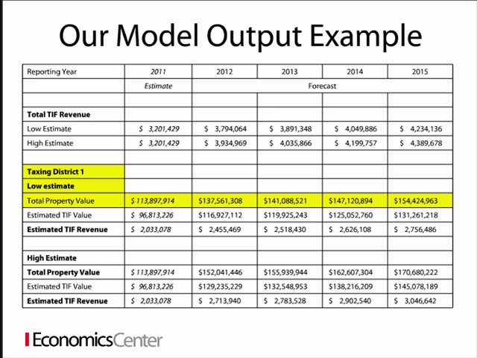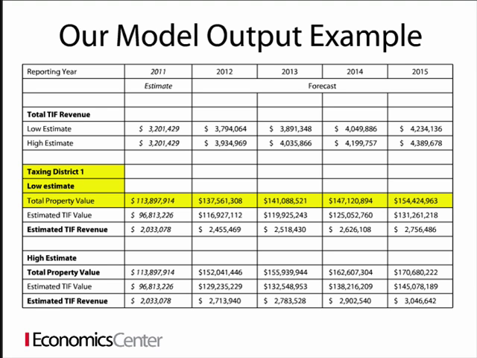You'll see in the first column is the 2011 or the current year estimate. And what you'll notice here is there's a high and low estimate, and in this case both the high and low estimate are the same because we've forced that current year estimate in the model. If we did not force a current year estimate, enter a value for 2011 on the input screen, then the model would calculate an estimate and it would produce a high and low for the taxing districts.